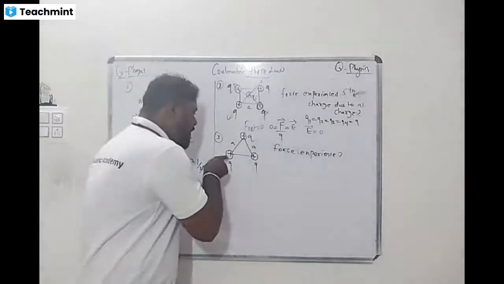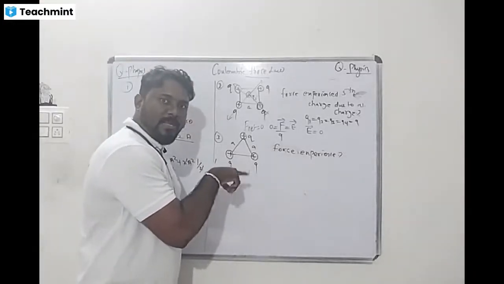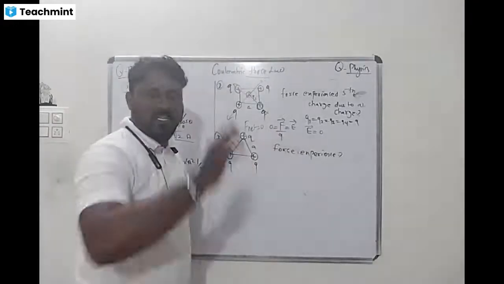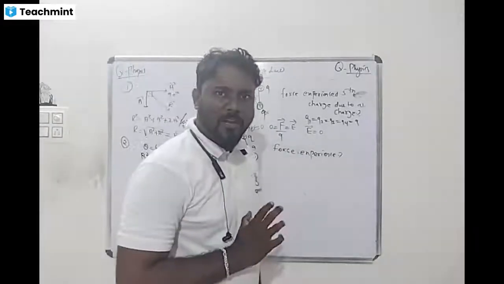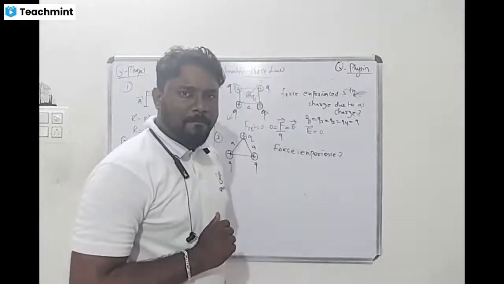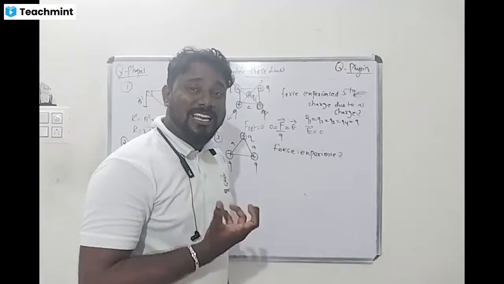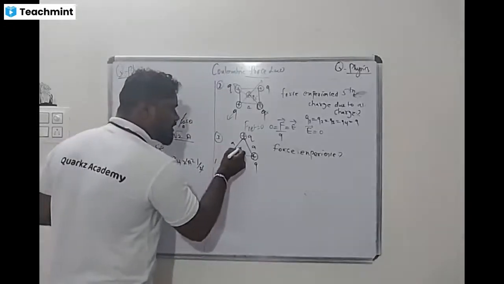So which is the charge that experiences the force? Q1. Q1 experiences the force, and I keep the other charges at rest. Understand this one. And also, what is the property of an equilateral triangle? All the angles are equal. What is the equal angle? Angle of 60 degrees. This is very important. This is 60 degrees.